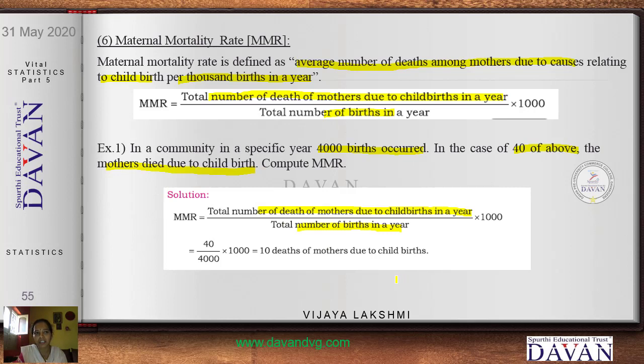The first was CDR, next is ASDR, the next was STDR, the next was infant mortality rate, the next was neonatal, and the last one is MMR. Hope I'm clear with this. If you have any doubts regarding these 6 measures, you can contact me back.